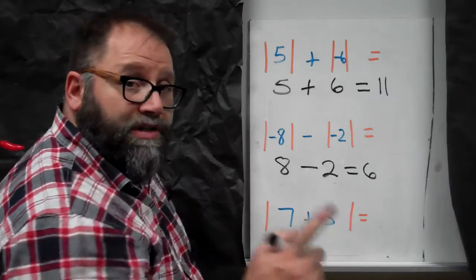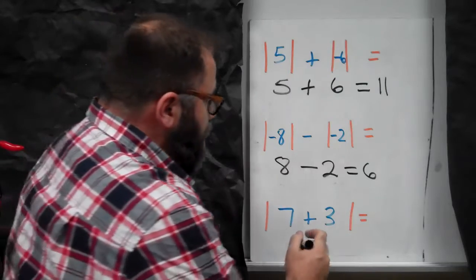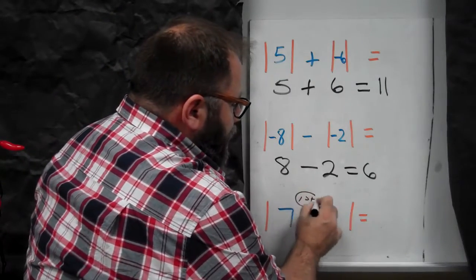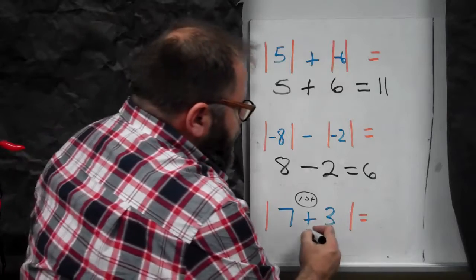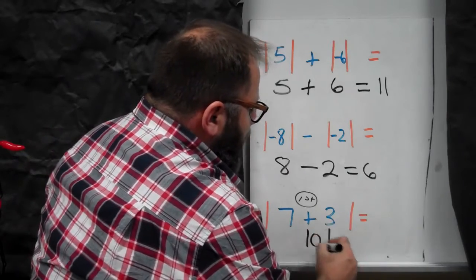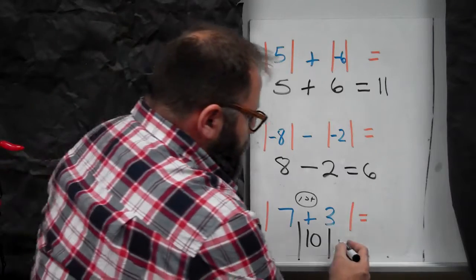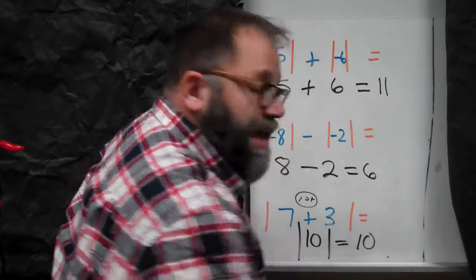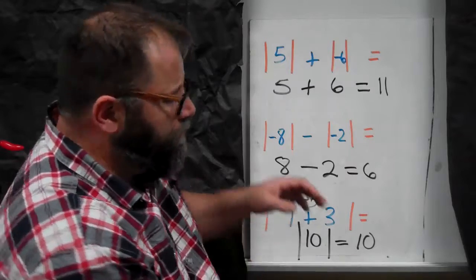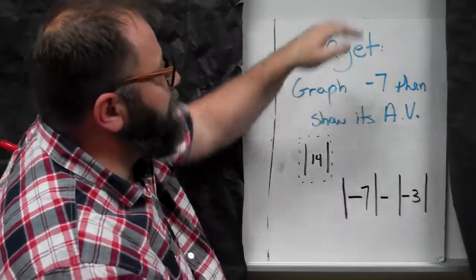So we have 7 plus 3. We'll do that first. So you might want to write a first here. 7 plus 3 is 10. But we still have those absolute value bars to handle. How far is 10 from 0? 10. Not too tough. Let's hit the target.